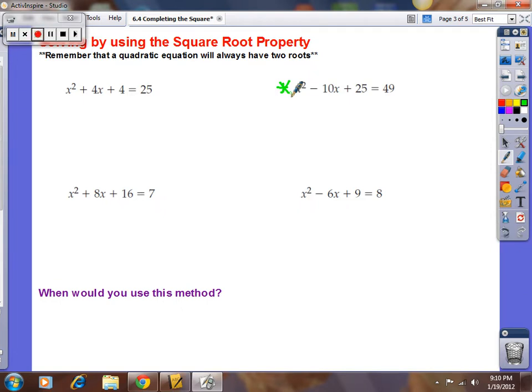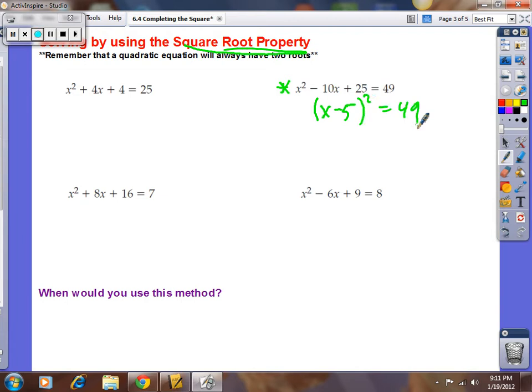Okay, x squared minus 10x plus 25 is equal to 49. So try using the square root property. Recognize that on the left, that's a perfect square. So move number 1, rewrite that as the quantity x minus 5 squared, and that's equal to 49. Okay, now solve for x.